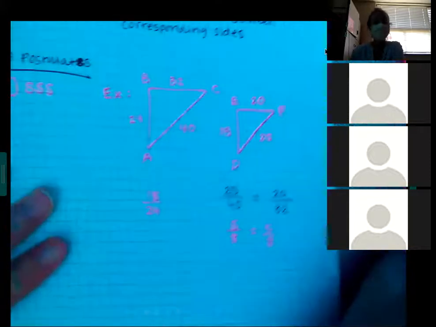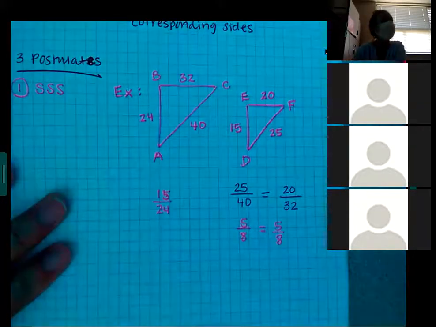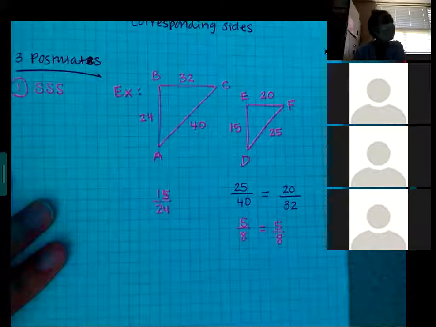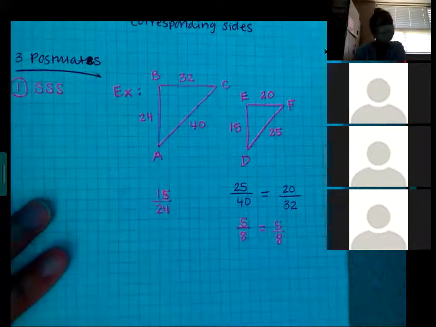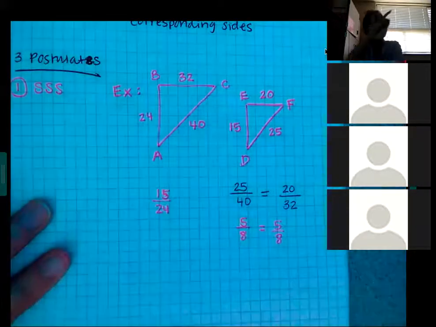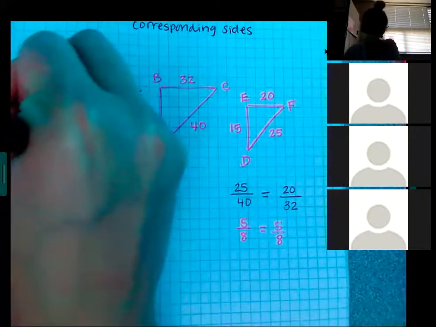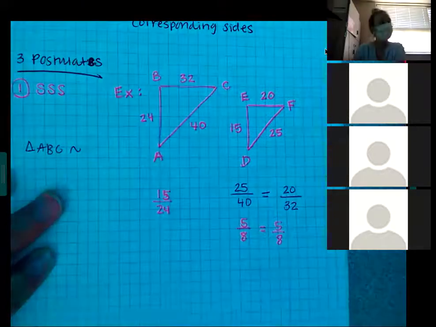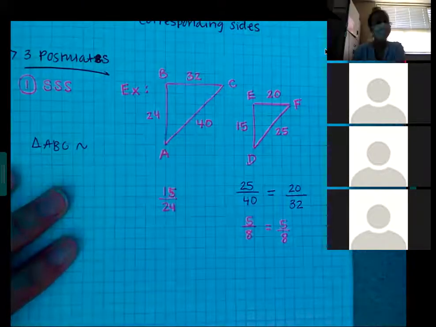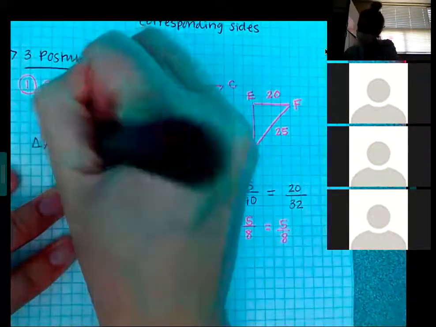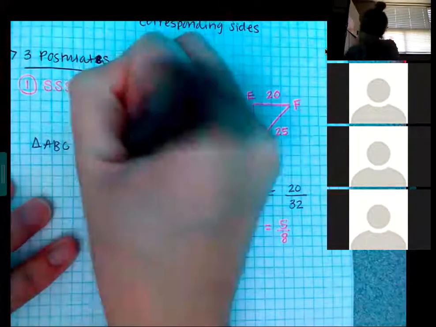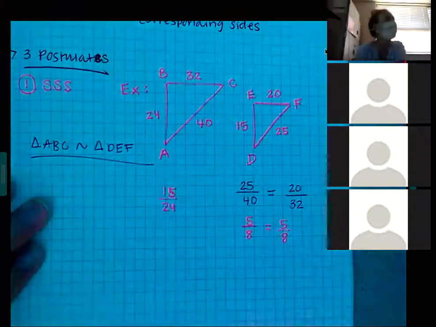So who thinks they could help me write the similarity statement? Triangle what is similar to triangle what? Who wants to help me write this? What you got? ABC is similar... Very good. To triangle DEF. Just make sure the corresponding sides match up.